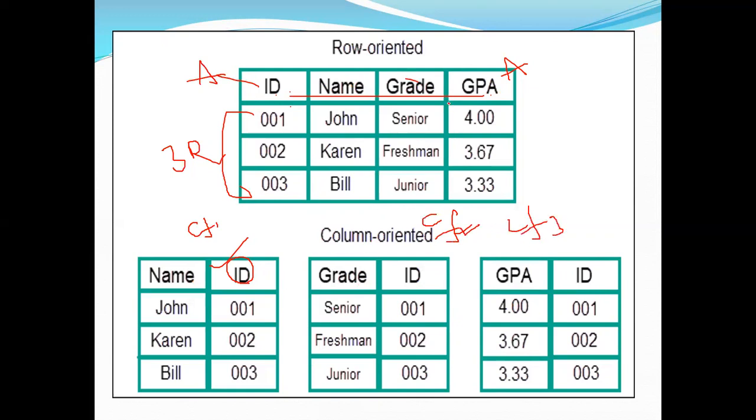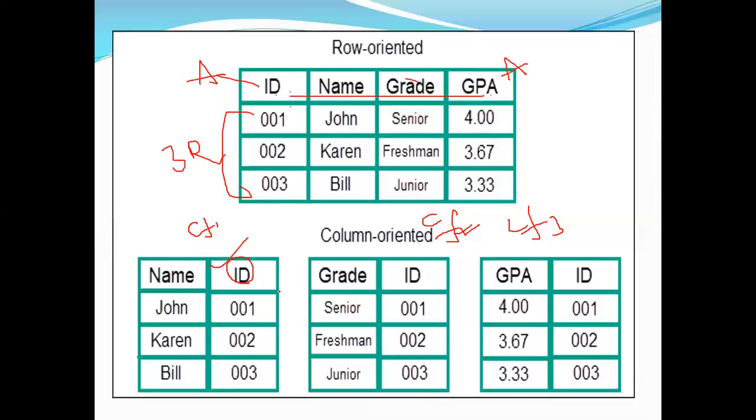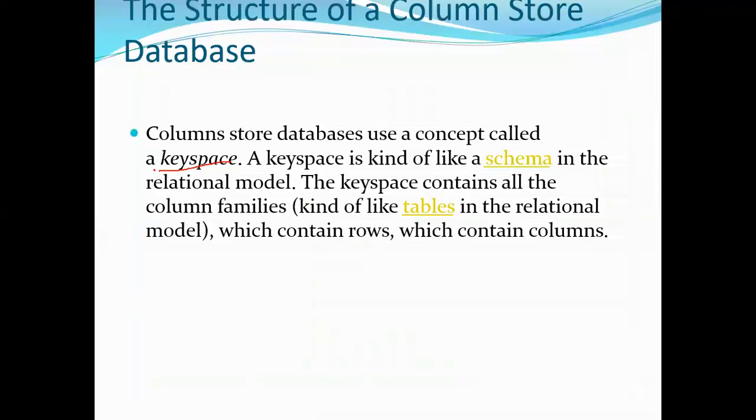So this table is an RDBMS table. I'm designing this into a column oriented table of 3 column families, right? Did you understand the difference between row oriented and column oriented? Okay. Next, see here, Keyspace. As we have discussed here, Keyspace. What is meant by Keyspace? Keyspace is nothing but a diagram. In the relational model, we call it a schema, whereas in the column model, we call it a Keyspace.